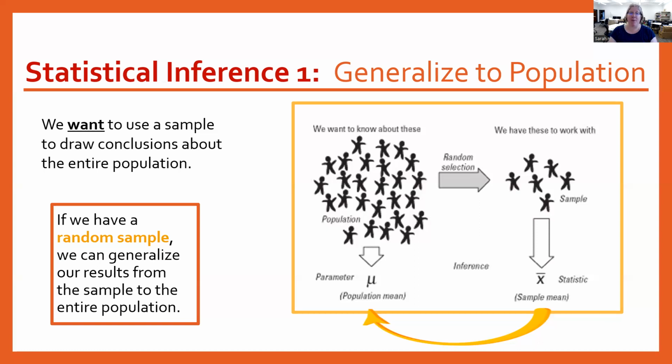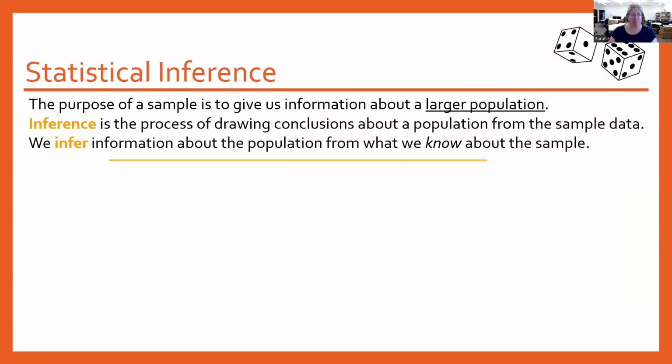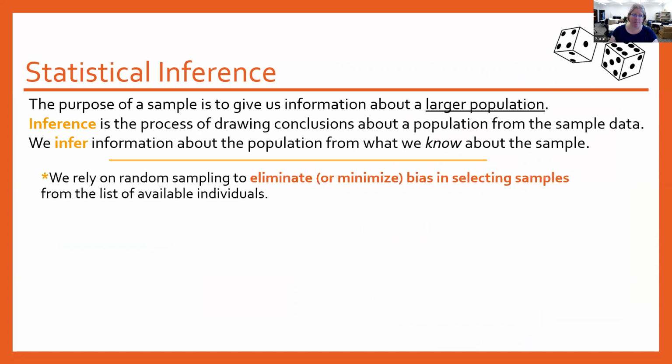If they did not pull a random sample, like you just asked 10 of your best friends, you cannot generalize those results to the population. So the purpose of a sample is to give us information about a larger population. Inference is the process of drawing conclusions about a population from the sample data. This is where we're getting that term statistical inference. We infer information about the population from what we know about the sample.